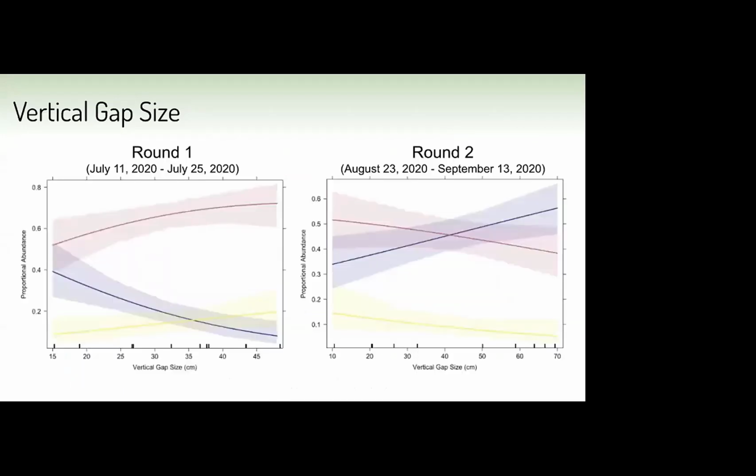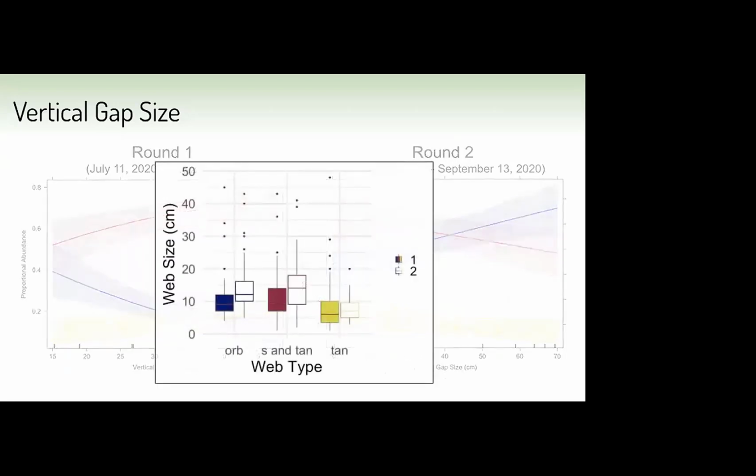And this finding is likely because the proportional composition of spiders completely reversed between our first and second sampling round in this study. And this likely occurred because of differences in the physical structure of the webs throughout the season. If we look more specifically at web size, we see that for both orbs and sheet and tangle webs, they increased in size between round 1 and round 2.